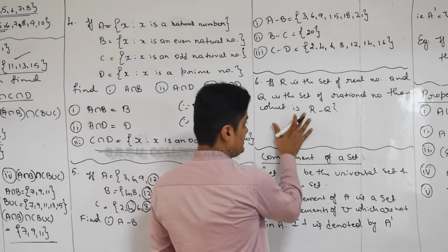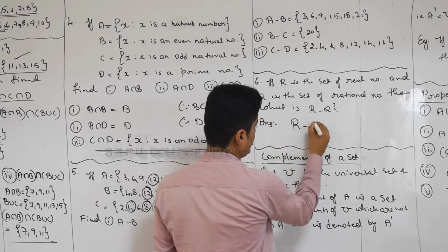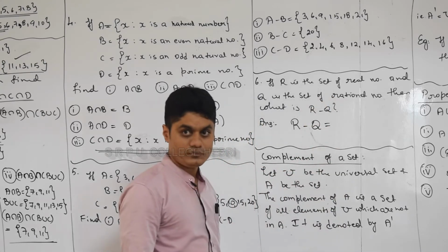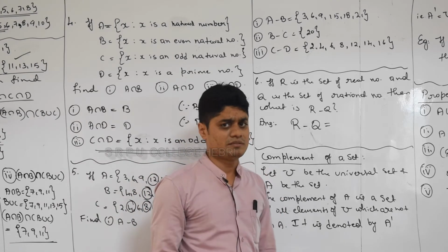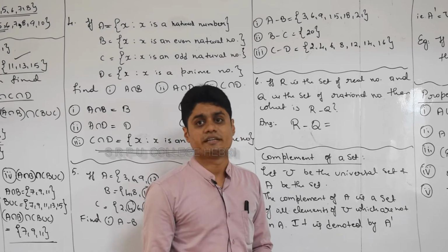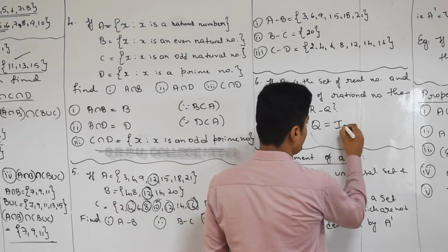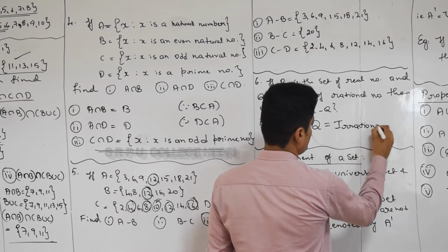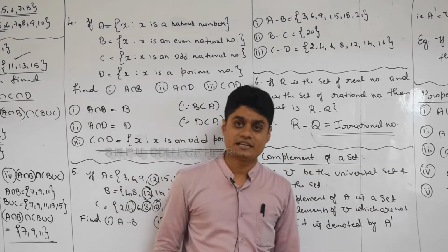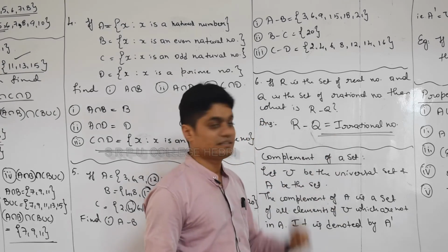R means real numbers, Q means rational numbers. So tell me the answer, one mark question. From R, the real numbers, if you remove the rational numbers, what is the answer? You know that every rational number is a real number. So if you remove the rational numbers from the real numbers, what is remaining in the real numbers? Definitely you are getting irrational numbers. Only irrational numbers remain in the set of all real numbers after removing the rational numbers. Understood what I am telling? So the answer is irrational numbers.